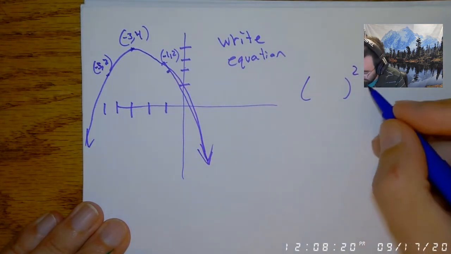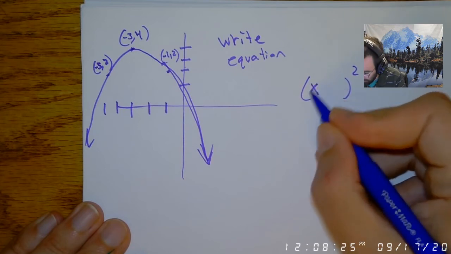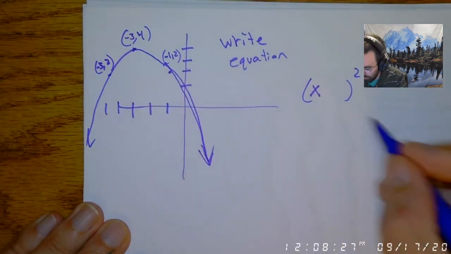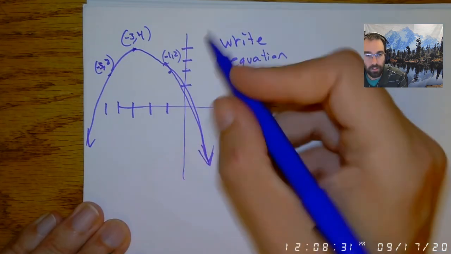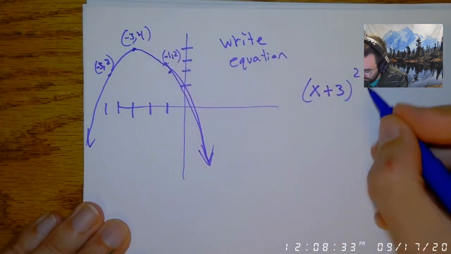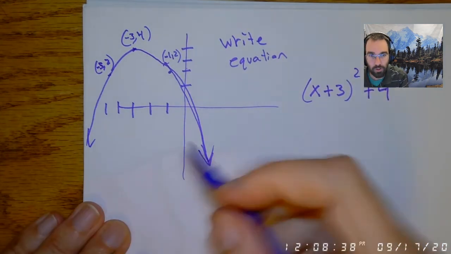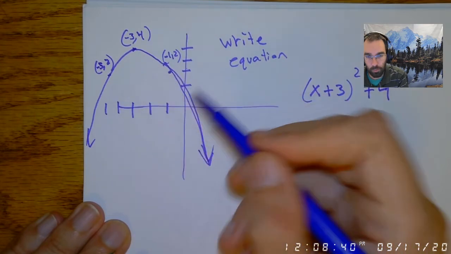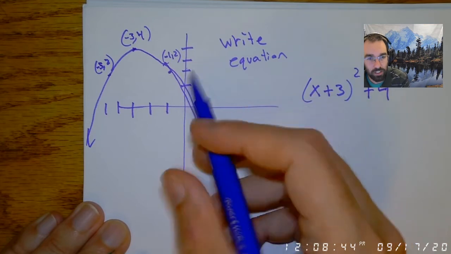okay, how did I get there? So let's see. It looks like I went left 3, so I'm inside the function, so I'm going to work backwards. It looks like I'm up 4, I'm outside the function, so I'm going to work normally. Now, notice how I'm sad, so I'm opening down. So whatever number out here is, it's going to be negative, but let's check that out.